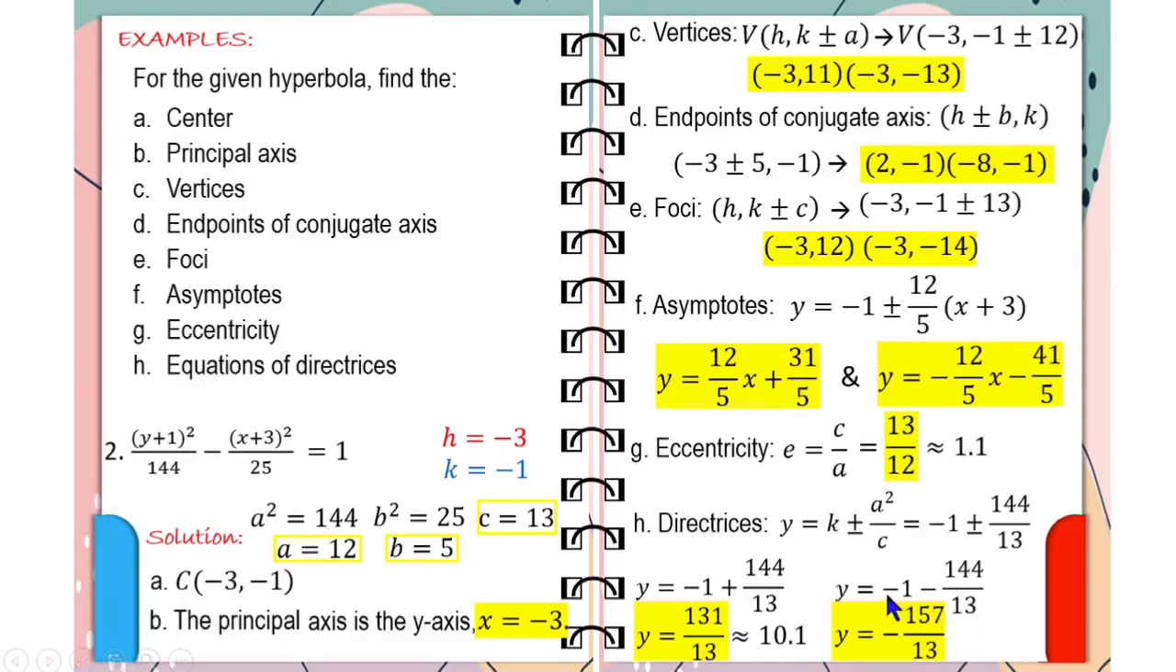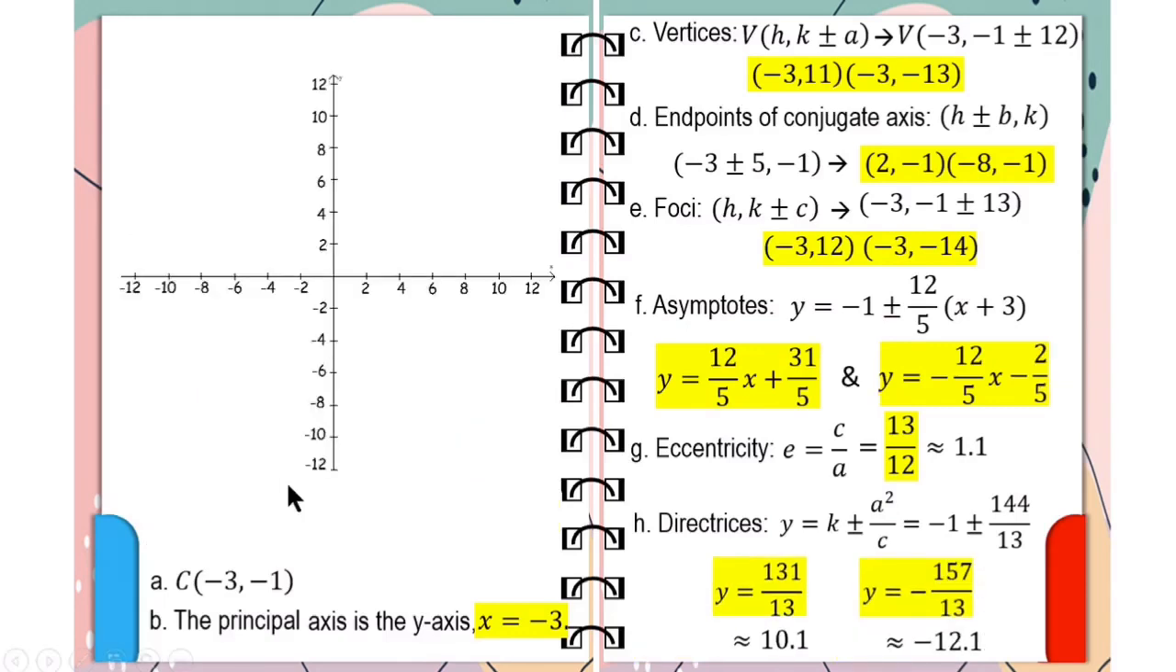13 times negative 1 is negative 13, minus 144 is negative 157 over 13, which is approximately equal to negative 12.1. We can now sketch the graph with center at (-3, -1), vertices (-3, 11) and (-3, -13), while the endpoints of the conjugate axis are (2, -1) and (-8, -1). Next, draw a rectangle, and then the asymptotes.